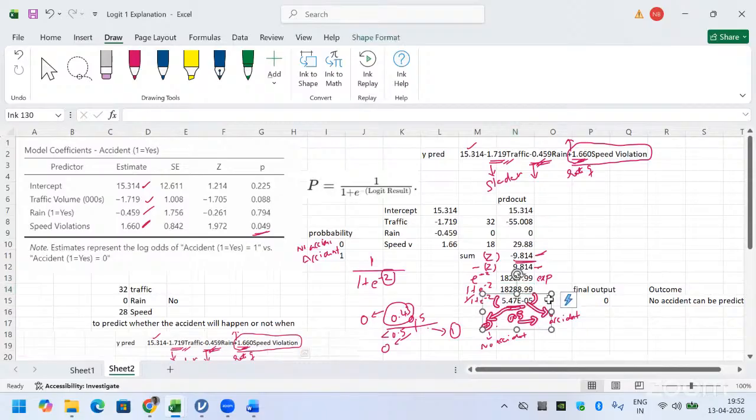1 divided by this value is 5.47 into minus 5, and the final output is 0, so it has automatically changed to no accident can be predicted. Is that clear?